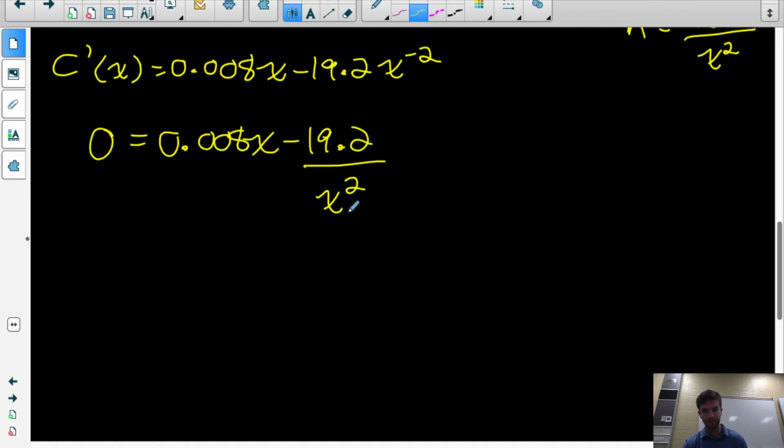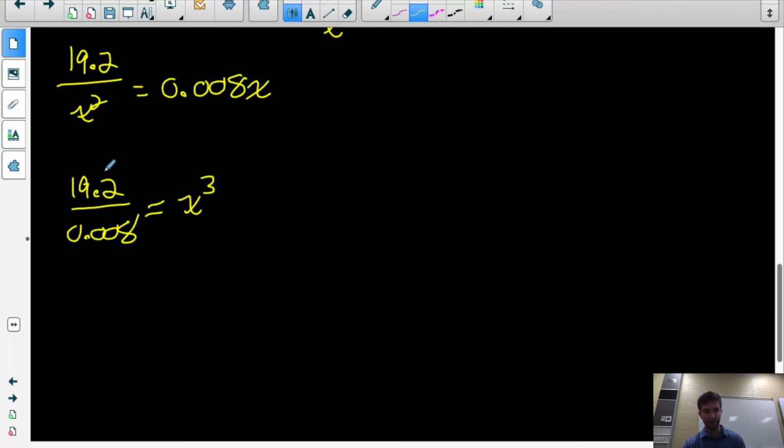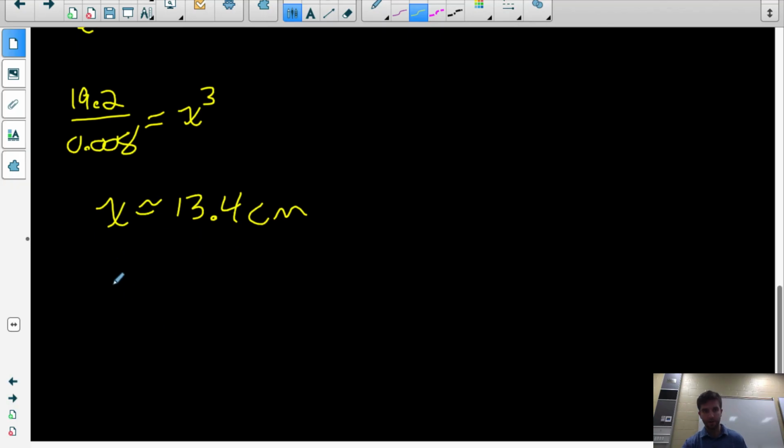And now I just have to solve for x. I'll take this term, move it to the left side, and then I'm going to multiply this power of x squared to the right and divide that coefficient of 0.008 to the left. So I just have to evaluate this quotient and then cube root it to isolate x. So x is about 13.4. And we're in centimeters.